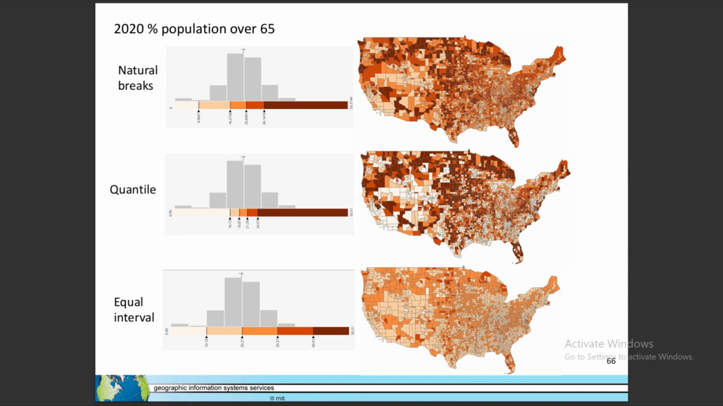None of them are wrong, but they emphasize different aspects of the distribution. This is a powerful reminder. The classification method is a design decision that carries responsibility. If you're presenting this data to a policy audience, the method you choose could influence what they prioritize.